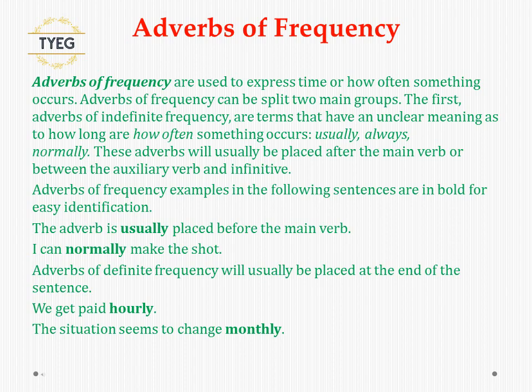Adverbs of frequency examples in the following sentences are in bold for easy identification. The adverb is usually placed before the main verb. I can normally make the shot. Adverbs of definite frequency will usually be placed at the end of the sentence. We get paid hourly. The situation seems to change monthly.